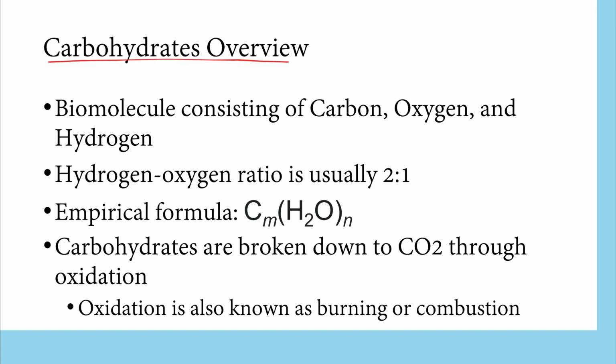Now, carbohydrates are biomolecules consisting of carbon, oxygen, and hydrogen. And the hydrogen-oxygen ratio is usually 2 to 1. The empirical formula of carbohydrates is the following. You have carbon here on the left and you have H2O on the right. So for every carbon there is an H2O molecule that is present. And for every carbon there are 2 hydrogen atoms that are present.